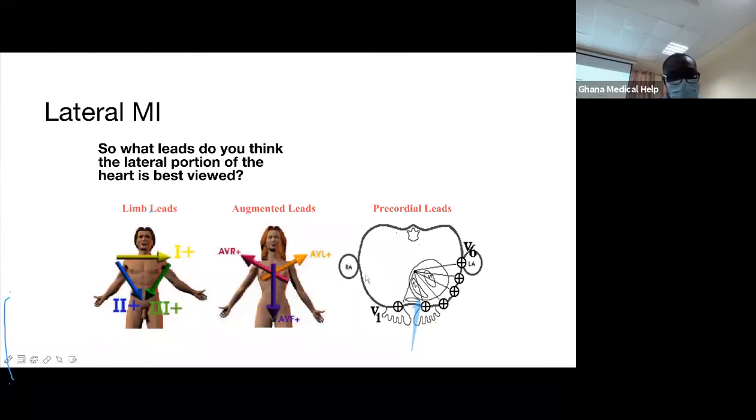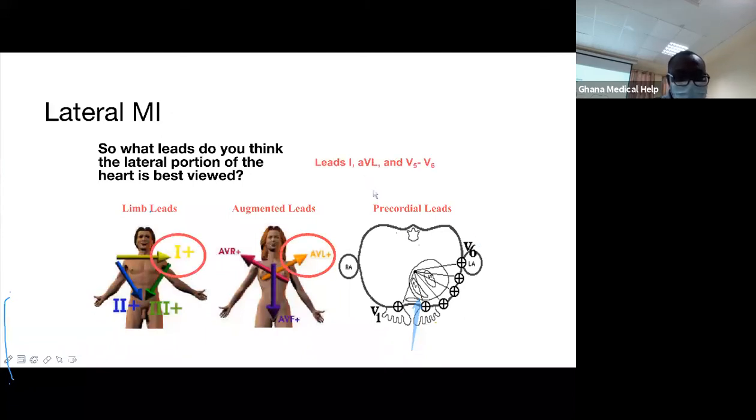So if you see ST segment changes in lead 1, AVL, and V5 and V6, what are we talking about? Is it not a lateral MI? Great. So lead 1, AVL, V5, and V6.